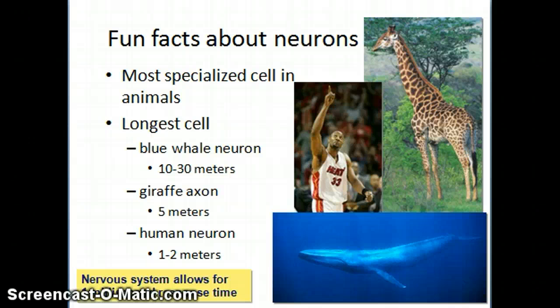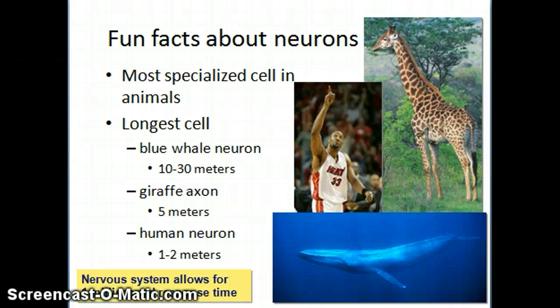So, fun facts about neurons. These are just some interesting things. They're really considered the most specialized cell in animals, and for very important reasons because they have a very important job in controlling an organism's function as a whole. They're also the longest cell. In a blue whale, a neuron can actually be 30 meters. So we talked about 1 meter long, and in actuality, that's mostly in a human, that the most they'll be is a meter long. But in a blue whale, it can be actually 30 meters. Or in a giraffe, it can be 5 meters.